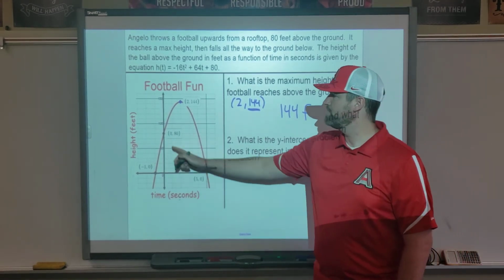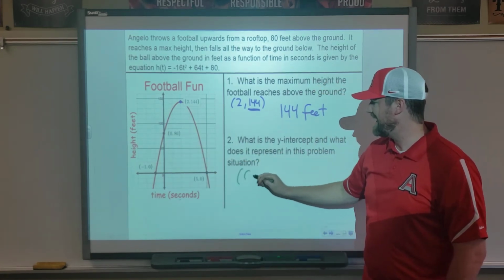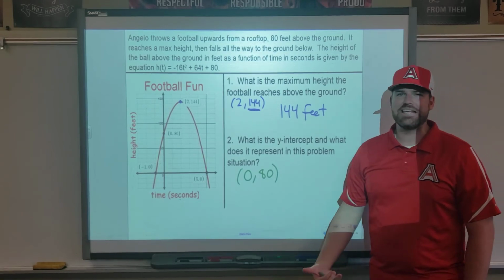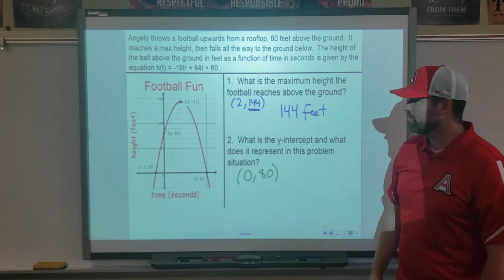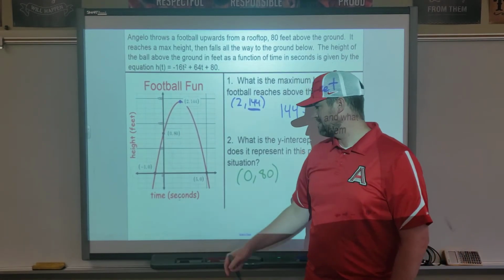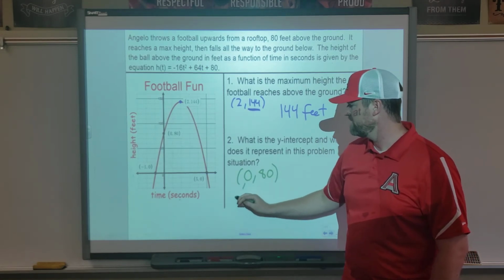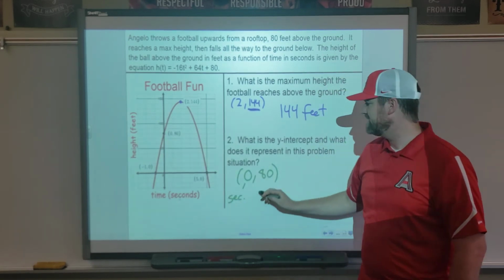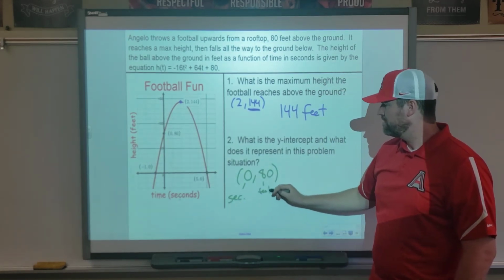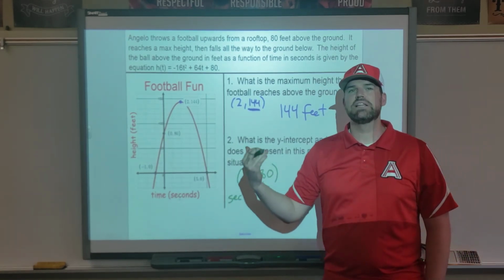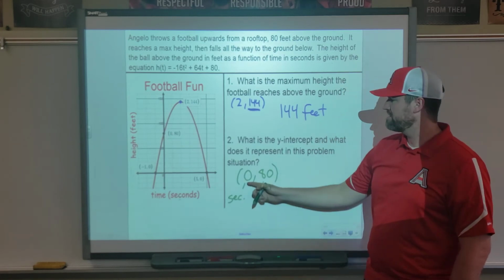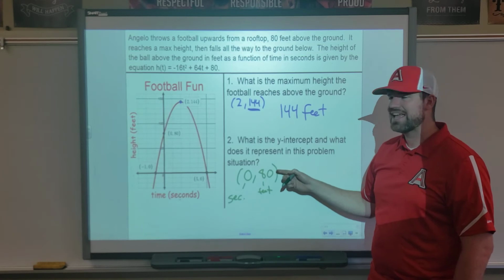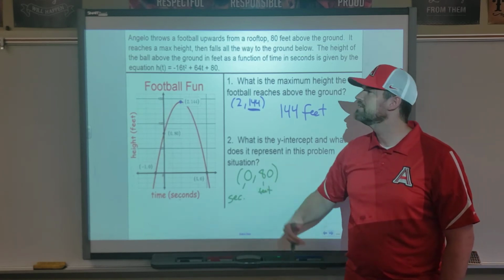Now the y-intercept, we haven't looked at very many y-intercepts yet. The y-intercept of this graph was 0, 80. What does 0, 80 mean in this problem? Well, again, all we have to do is look at the labels. 0 is our time in seconds. 80 is our height in feet. So 0 seconds is when he released the football. When he releases the football, what does the 80 mean? It means the football was 80 feet above the ground.